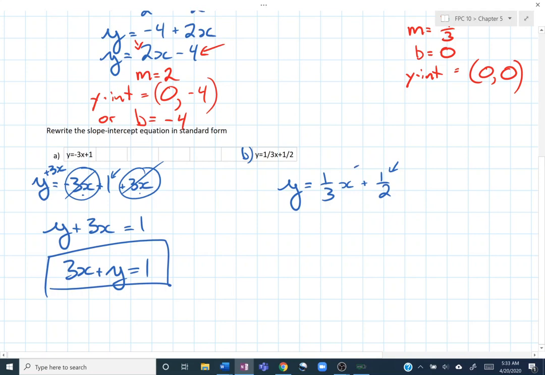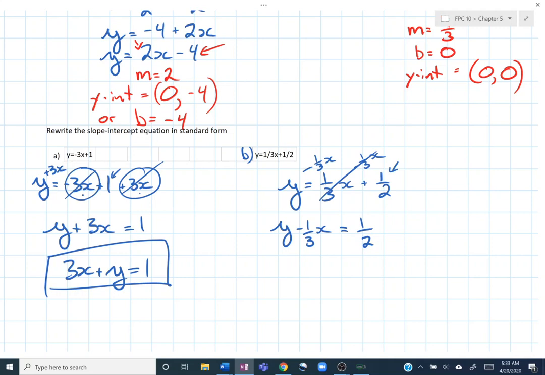It's a positive 1/3 x, so I'm going to subtract 1/3 x from both sides. I got a positive 1/3 x and a negative 1/3 x, so on my left-hand side I have y minus 1/3 x is equal to 1/2. So now this time, unlike the first one, I have two fractions. We want to get rid of both of these fractions.